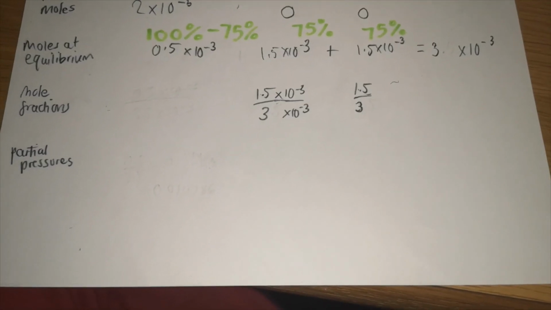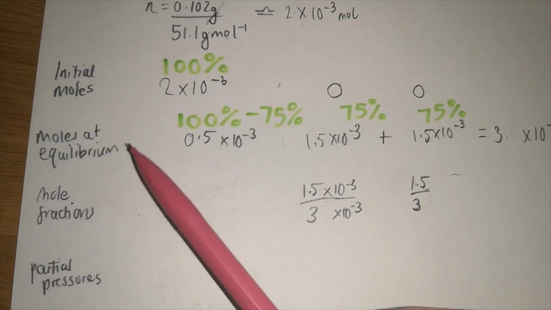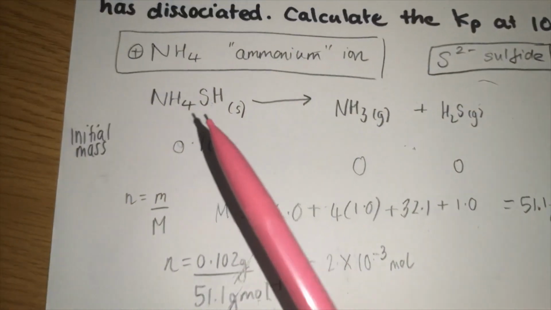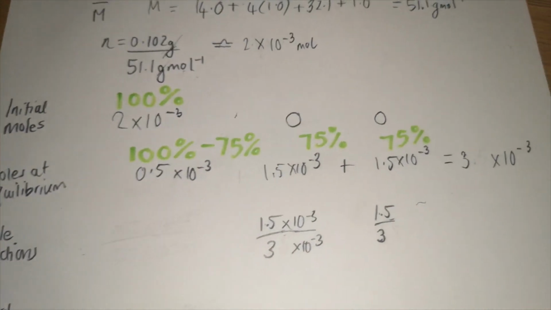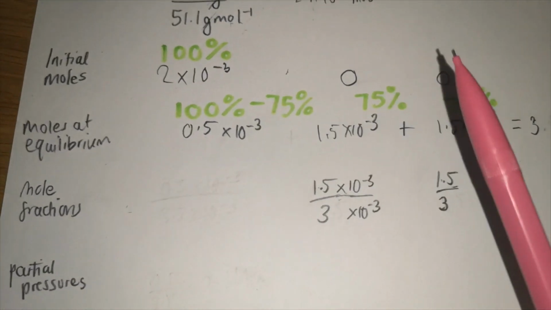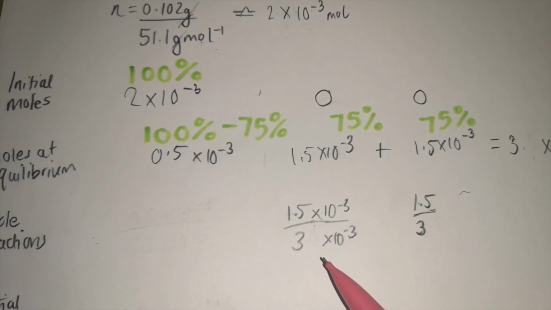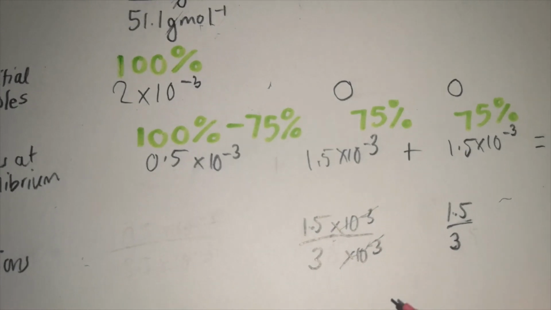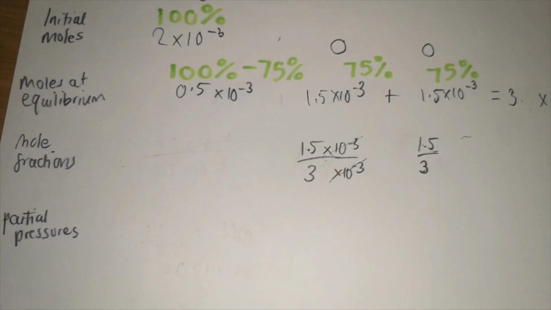Stop! May I have your attention, please? This is an important piece of information. The total number of moles at equilibrium you might think would be 3.5, but because the ammonium sulfide is a solid, it is not counted in the total number of gaseous moles. Therefore, the molar fractions for the ammonia and hydrogen sulfide are 1.5 divided by 3. The times 10 to the minus 3's cancel because they are in both the denominator and the numerator. Therefore, the fraction can be just written as that.